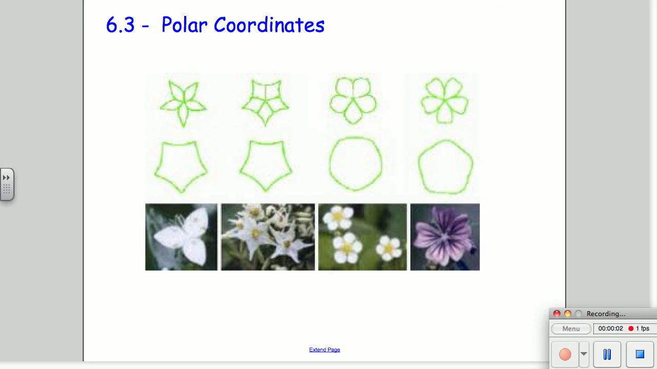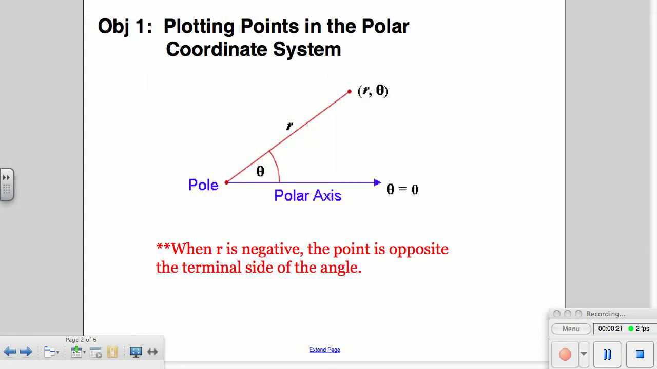Right now we're going to talk about section 6.3, and section 6.3 is all about polar coordinates. You can see we're going to use these polar coordinates to graph, and we're going to come up with pictures like the ones shown here on the first screen. So it's a lot different than the graphing we're used to. Now, we're going to need to know a little vocabulary in order to figure out how to plot these graphs.